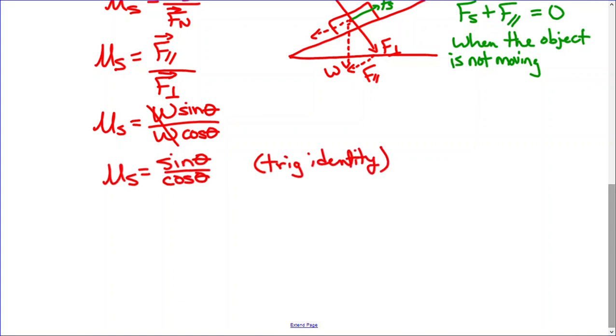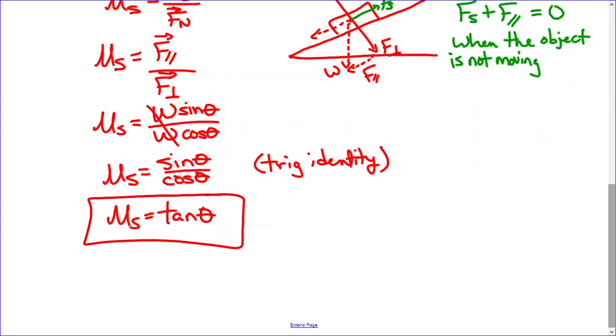And then there's this idea of a trig identity. There's a trig identity that says if you take sine theta over cos theta, you get tan theta. Okay, sine theta divided by cos theta gives you tan theta, which means that that is my coefficient of static friction when the object's not moving, sitting on a ramp. So really, it's taking whatever the angle is for the ramp, and then tan theta would tell you what its coefficient of static friction is, which makes it a fairly easy equation to use, given the amount of work that goes to show what it is.